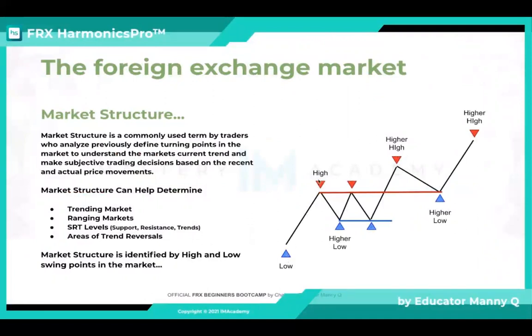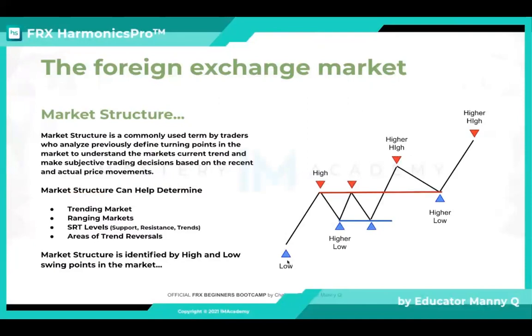These low and high points are also known as pivot points, or swing points in the market. So you are going to label them as lows and highs, but they can be identified as pivot points or swing points in the market. Do not get confused. They are one and the same. Now, the high and the low points are going to determine the state that the market is in. So let's talk about it.